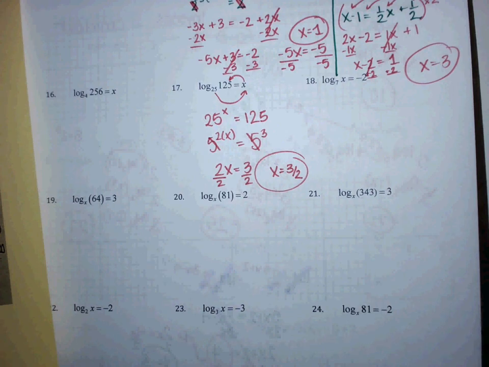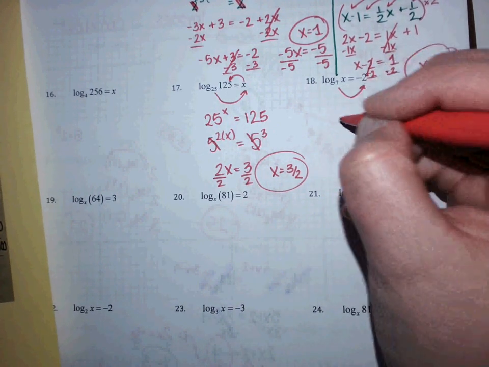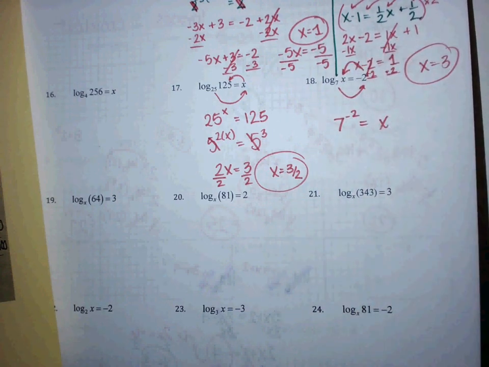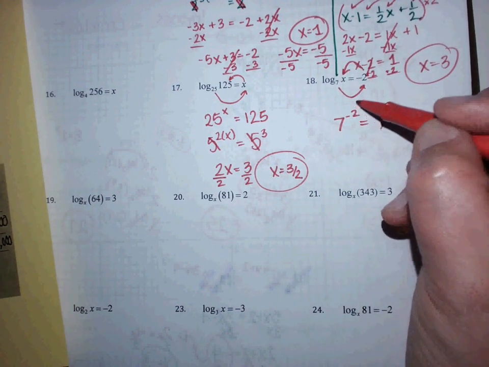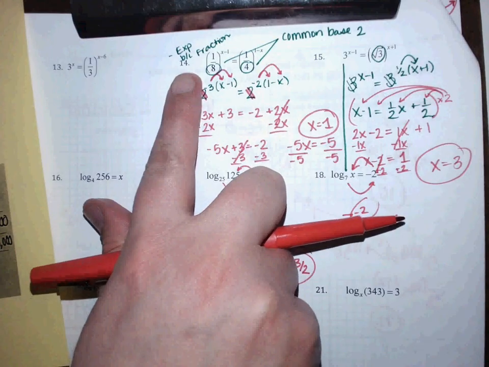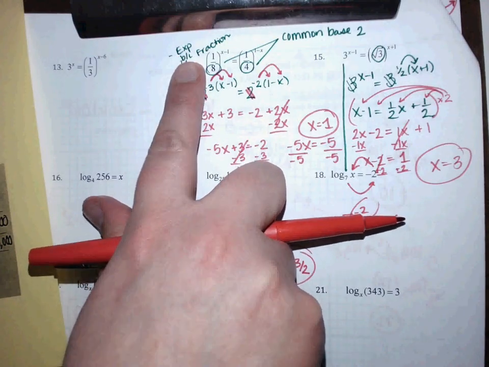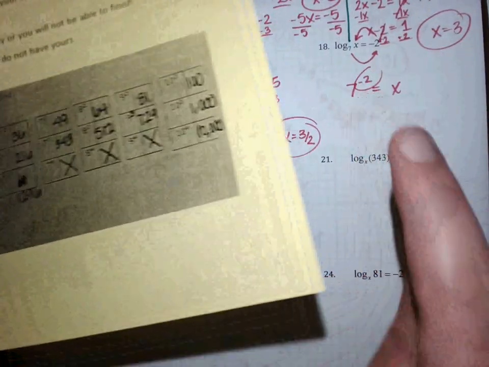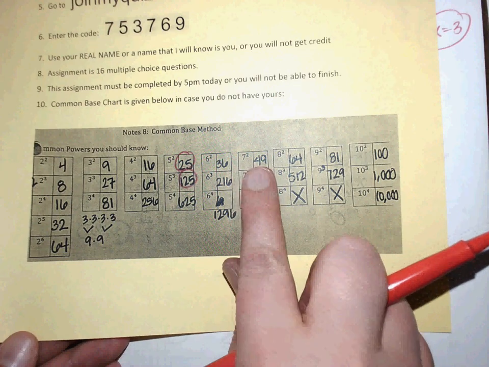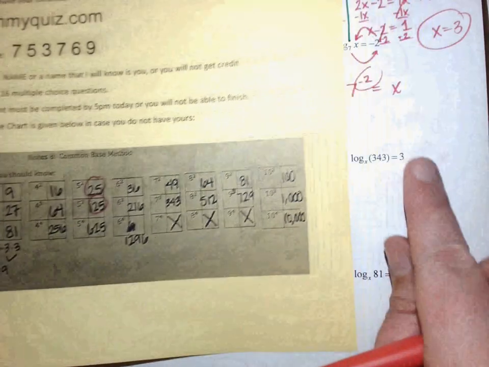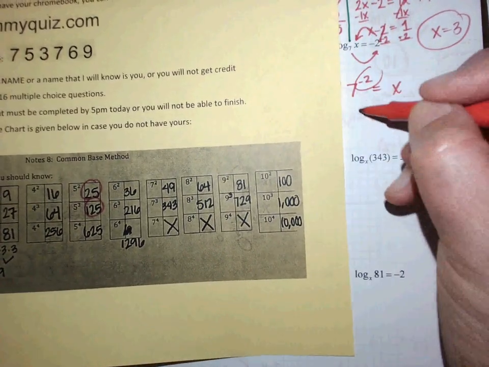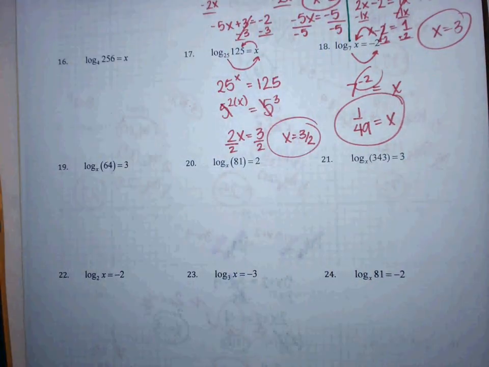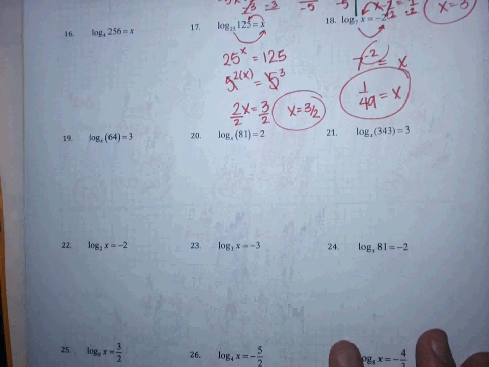Okay, take a look at number 18. 7 up to the negative 2 equals, bring it back around, x. Now remember, a negative exponent, just like we said up here, okay, a negative exponent turns into a fraction. So I'm going to look up 7 squared on my chart. 7 to the 2 here is 49. Well, then 7 to the negative 2 here is 1 over 49. And notice my x is already by itself, so I don't have to keep solving from there.